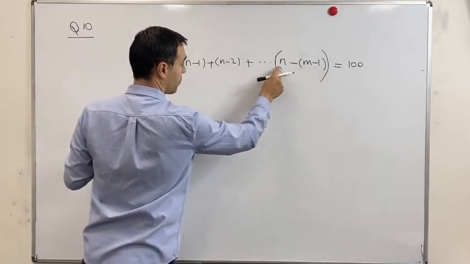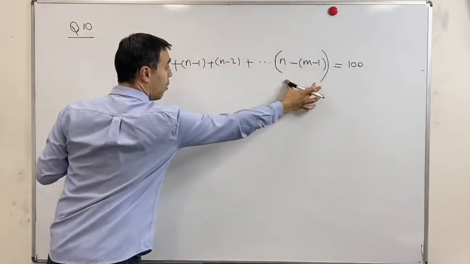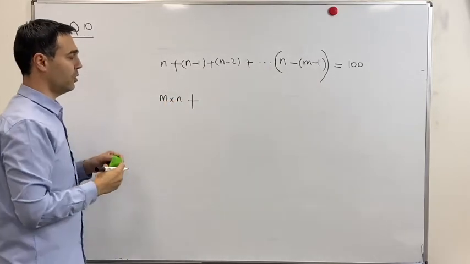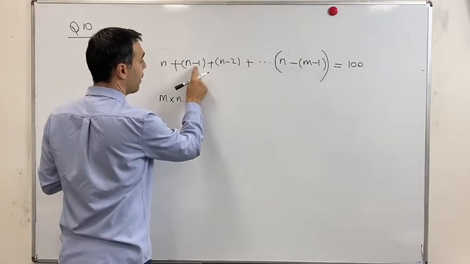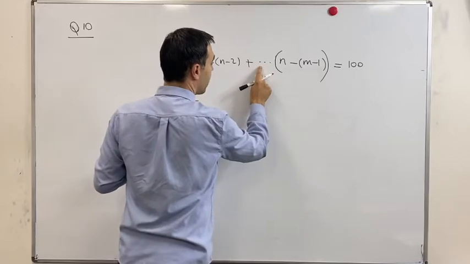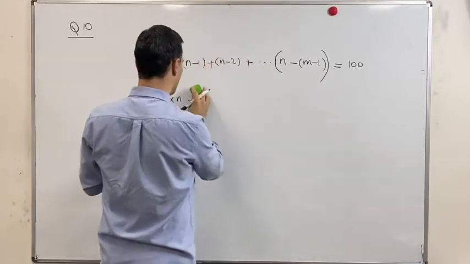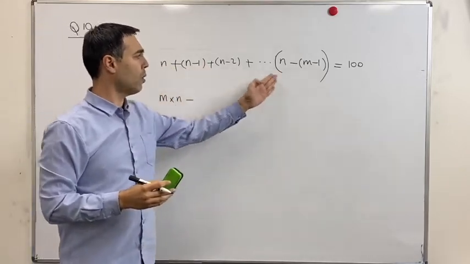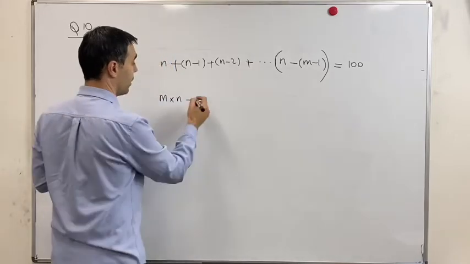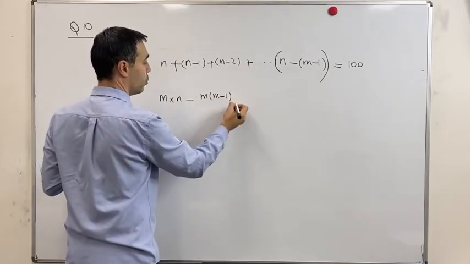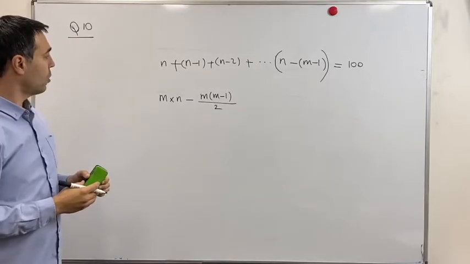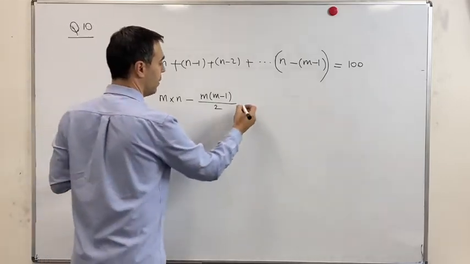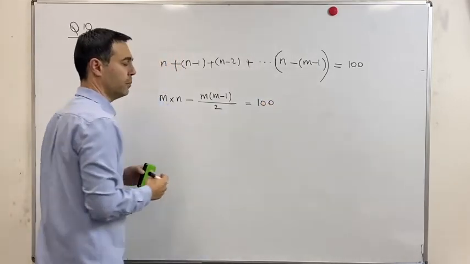All of them contain m. So if you add all these m brackets, you're going to have m times n plus some other thing. What are those things? Negative 1 plus negative 2 plus negative 3 all the way up to m minus 1, because all of them are negative, I do minus, and you know 1 plus 2 all the way up to m minus 1 is m minus 1 divided by 2. So basically that's the whole idea of how to solve this question, and then we have to make this 100.